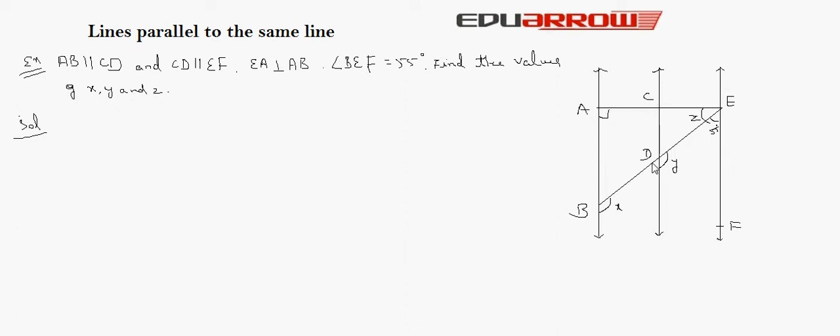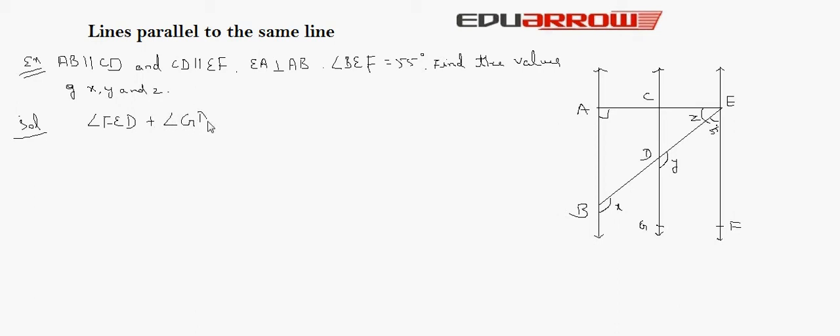Now let's do another example. It is given that AB is parallel to CD and CD is parallel to EF and EA is perpendicular to AB, making an angle of 90 degrees, and angle BEF is 55 degrees, and we have to find the values of X, Y and Z.